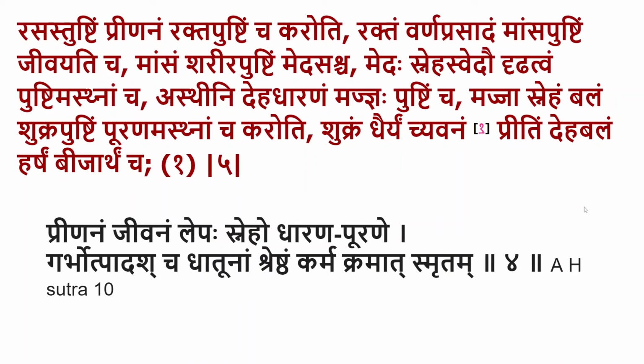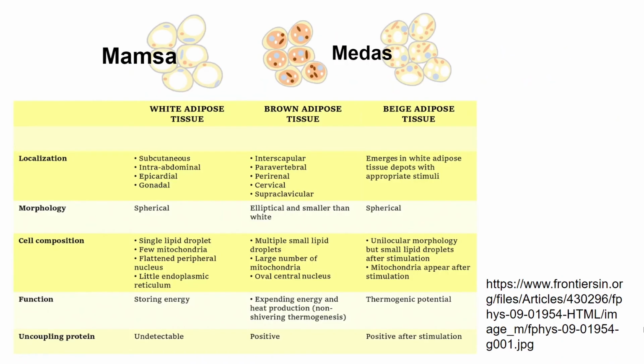Mamsa is the one which produces the lepaha, a covering over the body. Prinam, jivanam, lepaha, it produces a covering. Sharira pushtim, it gives an appearance of the body. These functions are carried by the adipose tissues. In the adipose tissues you have two main categories, the white adipose tissue and the brown adipose tissue, and of course the beige adipose tissue. This again is from physiology. Probably most of those who have studied basic physiology might not have gone to this level, but there is a huge difference in the function.